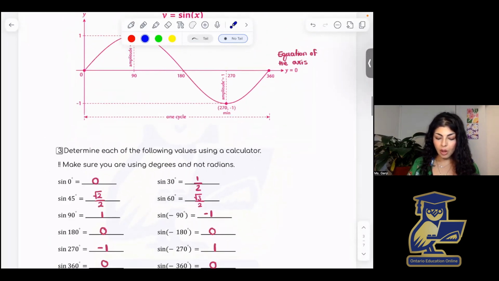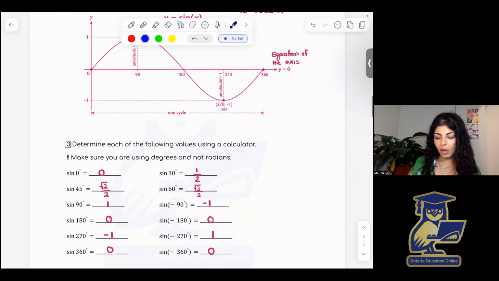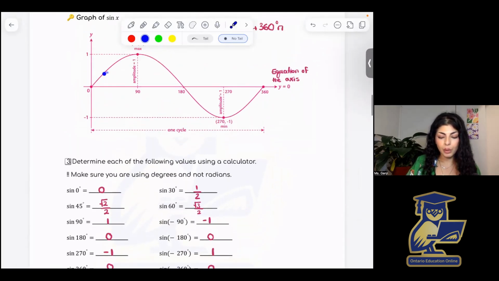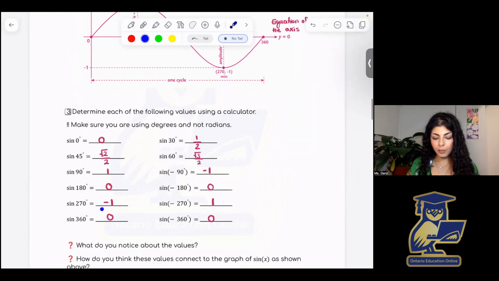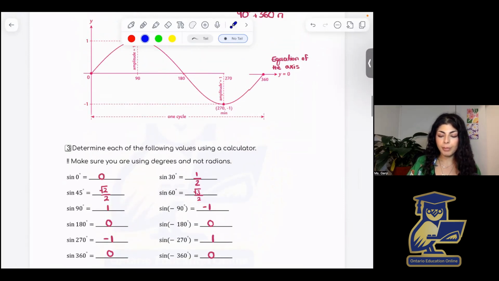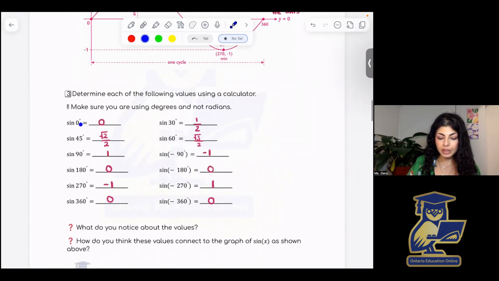And of course, as we saw from sine of 0 to sine of 90, all of these values were positive because we're going positive. And any value between 180 to 360, which we only saw this one, but any value that you calculate in this range will be a negative value because we are below the x-axis. And of course, we saw the three x-intercepts, which occur at 0 degrees, 180 degrees, and 360 degrees.